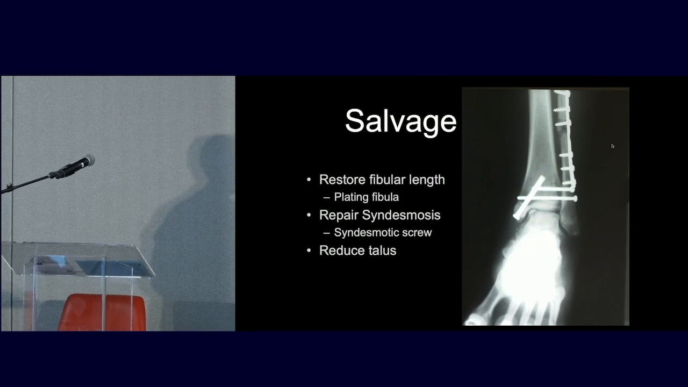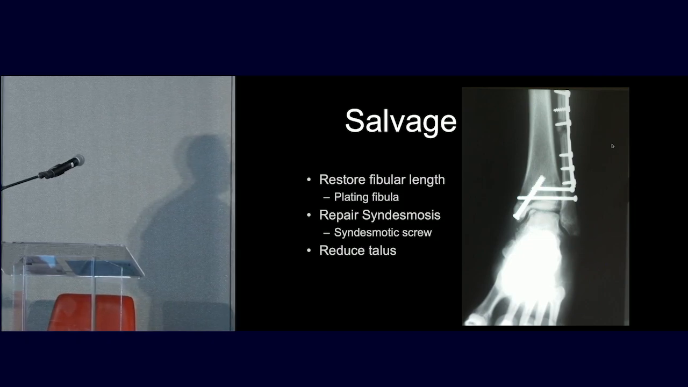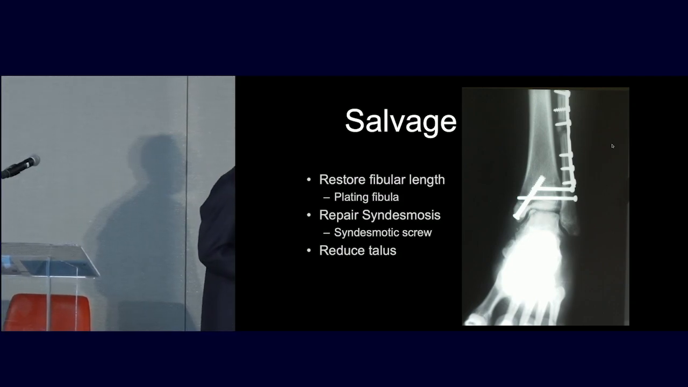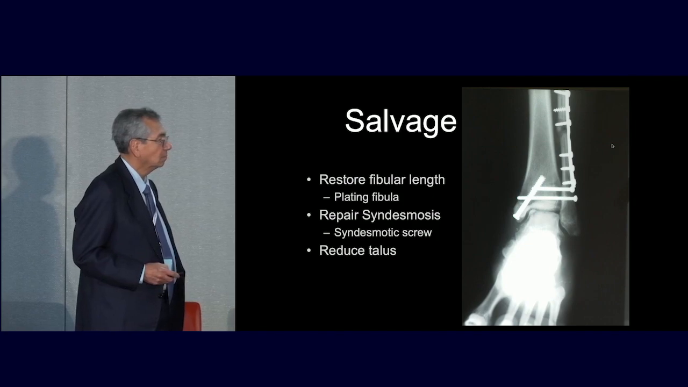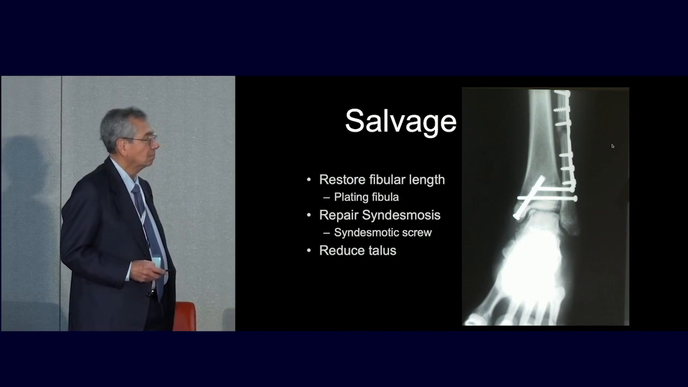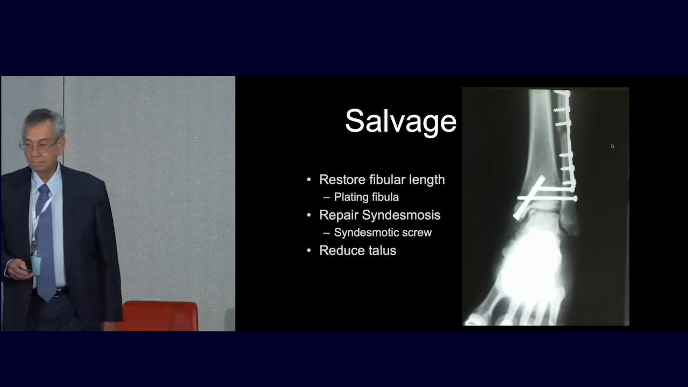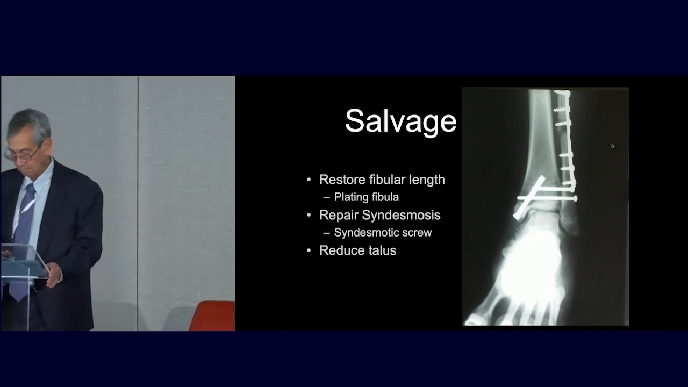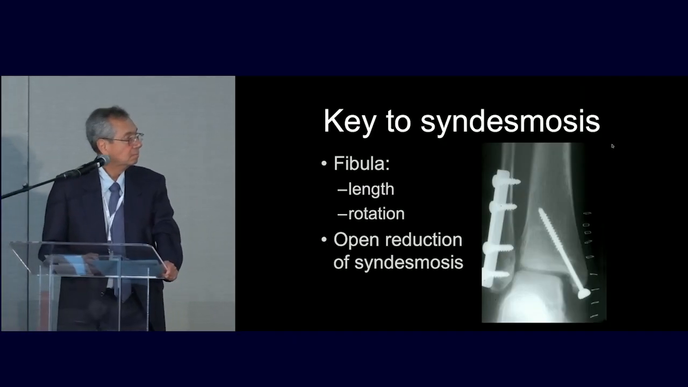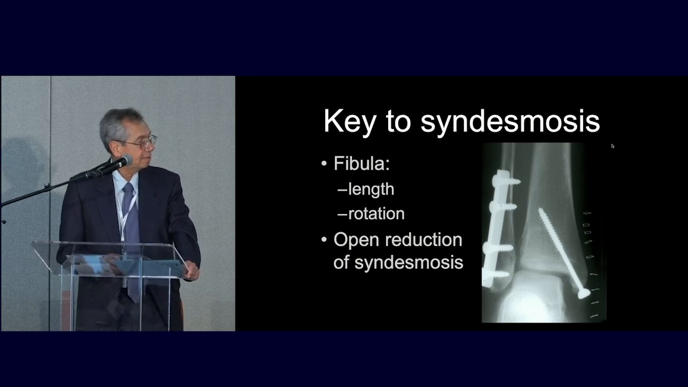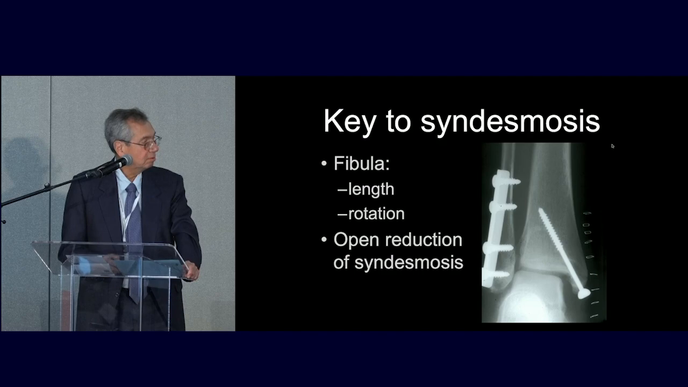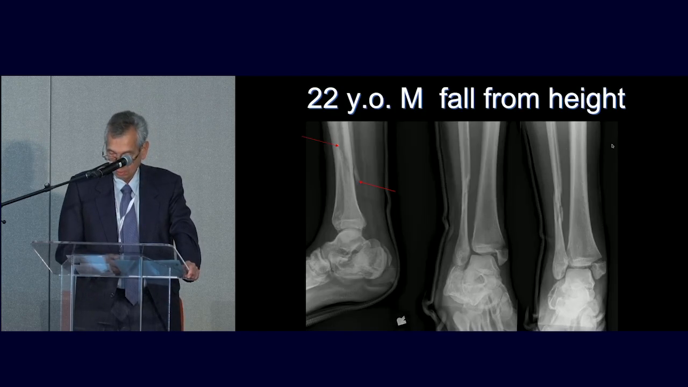The other thing too is that sometimes when the feet are down, it gives you that talar tilt. And so, if you get the foot up, you get the views. A lot of times it straightens it out. Key to manage the syndesmosis: take care of the fibula length, rotations, and open reduction of the syndesmosis.